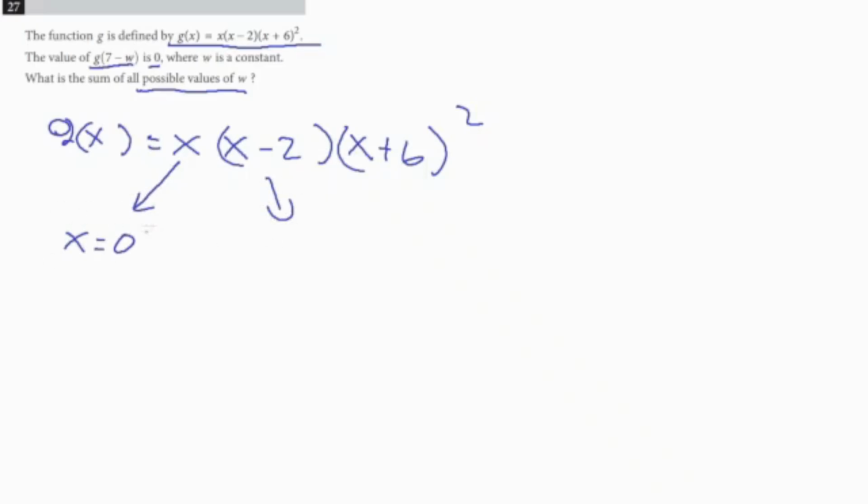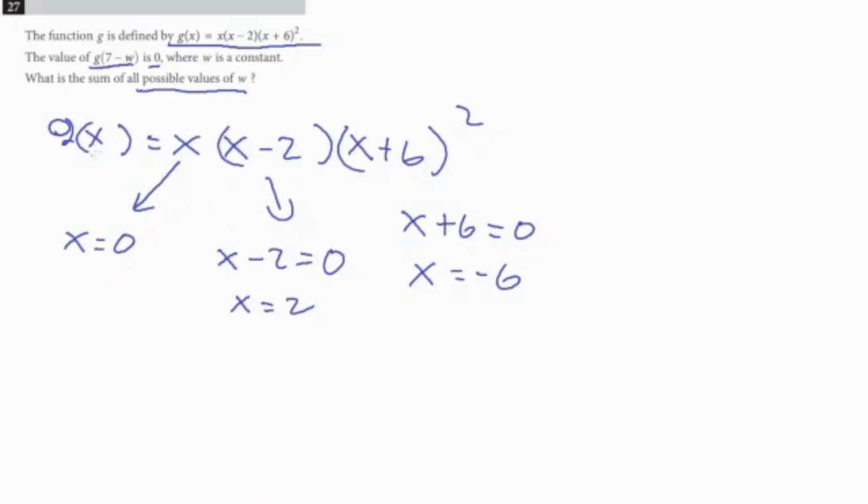So we already know x is going to equal 0 because it's just 0. When you set it equal to 0 and solve, you get x equals 2. You do that here, you get x equals negative 6. So we got the zeros of the quadratic. Now we know that g of 7 minus w equals 0.